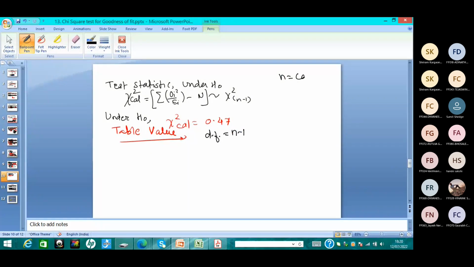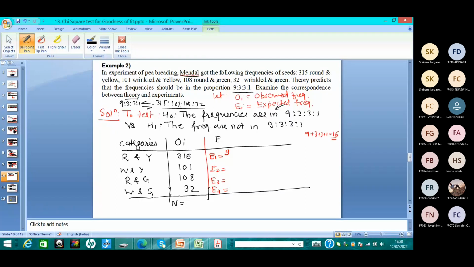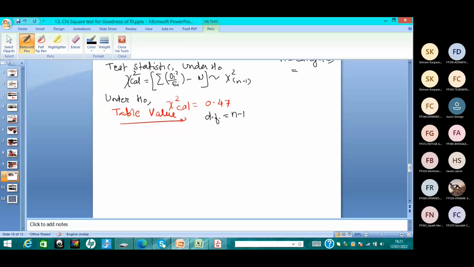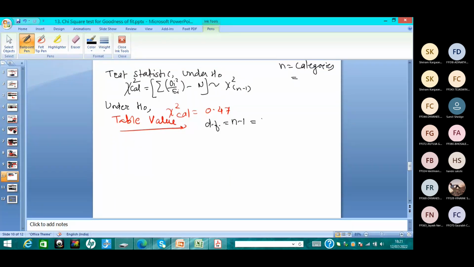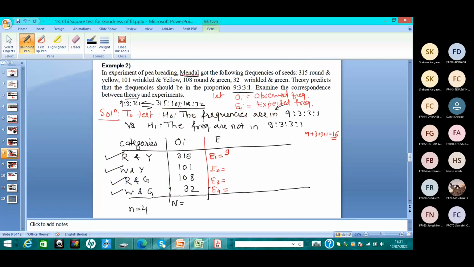n means what? How many categories are there? How many categories were told to you? Round and yellow, wrinkled and yellow, round and green, and wrinkled and green. So how many categories are there? n is equal to 4, isn't it? Yes. So it is 4 categories. So how many degrees of freedom? 4-1, that is 3. Okay, and is there any reference of alpha level of significance? No. So by default alpha should be taken as 5%, meaning 0.05.